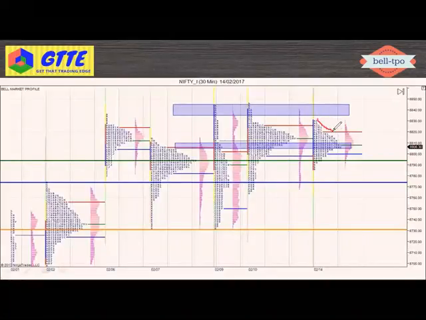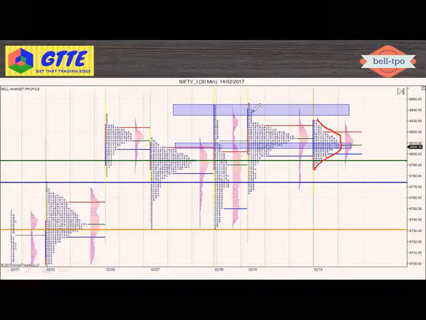We have a nice balance profile, an inside day. This is a 2-day composite, but we are still inside yesterday's range. If we compare today's value area with yesterday's composite, then it is an inside value also. So market was completely in balance today.